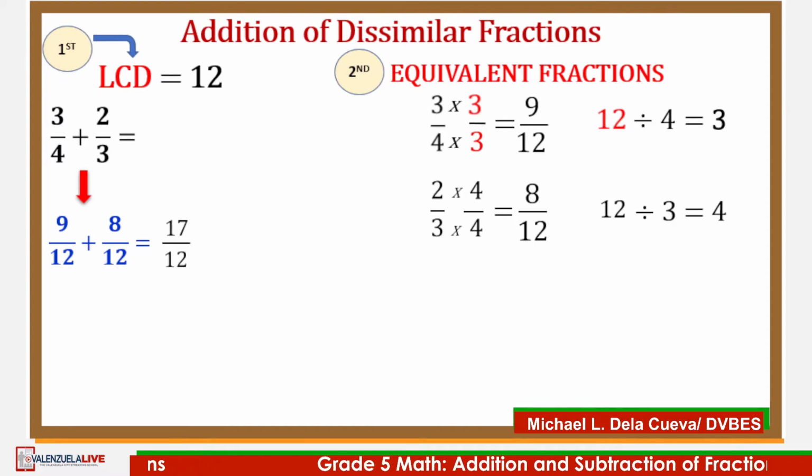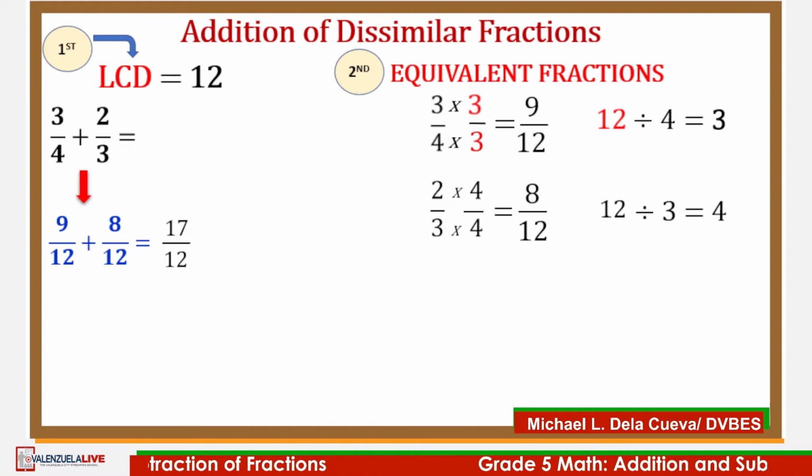Copy the common denominator 12. We have 17/12. But is this our final answer? Very good. Not yet, because it can be simplified, because 17/12 is an improper fraction. So we need to simplify. How? Let us change 17/12 to a mixed fraction.